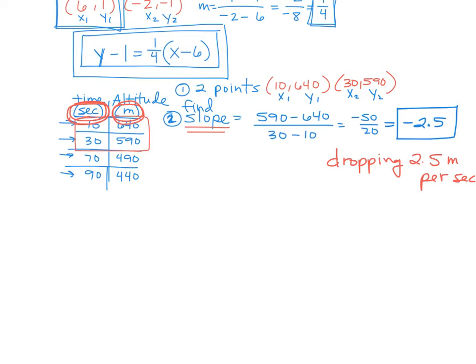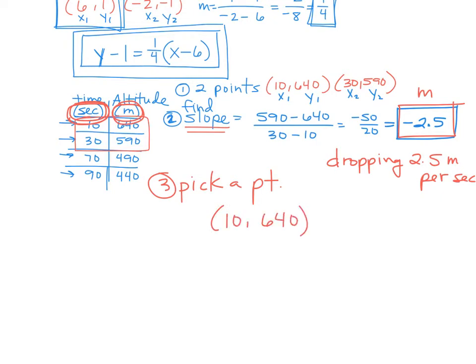Once we have found our slope, that's our m. Now you need to pick a point. Just pick one point that you want to work with. You may pick any of the points there. I would pick the first one, 10, 640, just because it's the first one. It's simple. Once you've done that, then you're going to do point slope form.